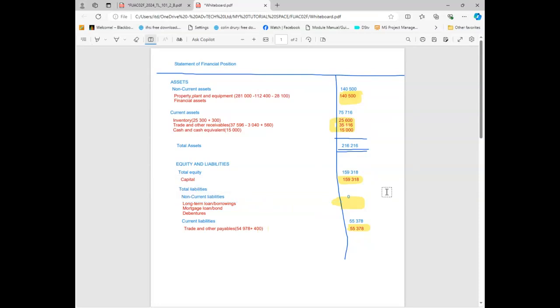And then thereafter, you're going to add these two, 0 plus this one, and there's going to be a total for all of them there. So you're going to say 0 plus 55, so it's going to be 55,378. Are you with me? Please don't forget it.